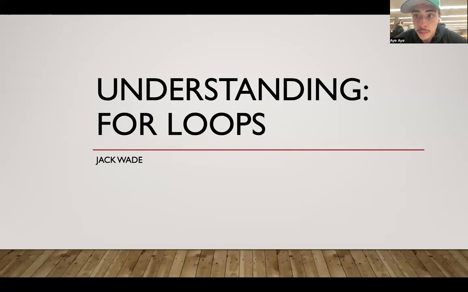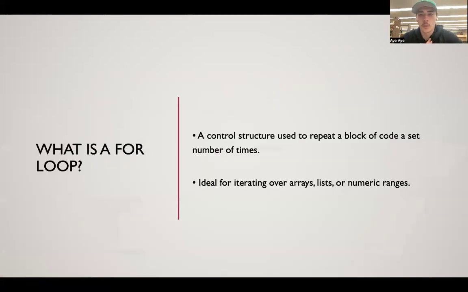Understanding for loops. What is a for loop? A for loop is a type of control structure that's used to repeat a code block a set number of times. They are ideal for iterating over arrays, lists, and numeric ranges.